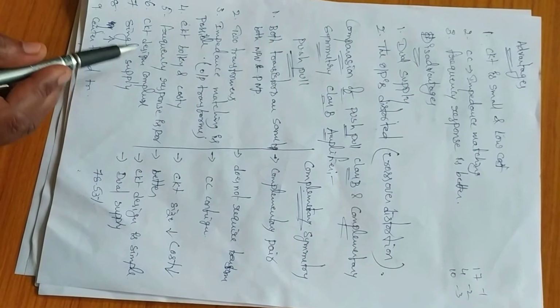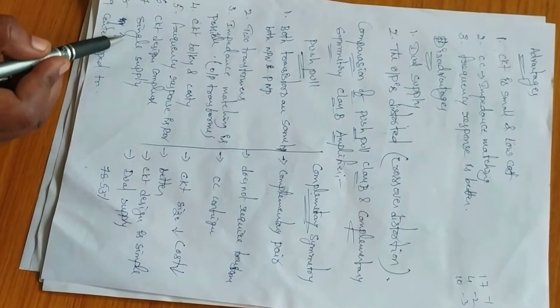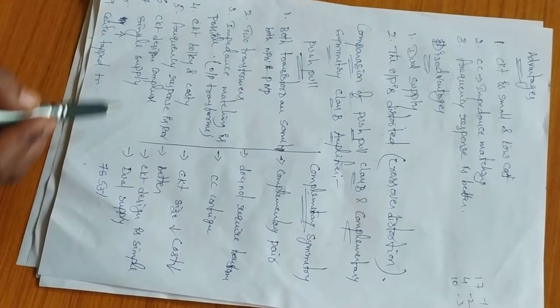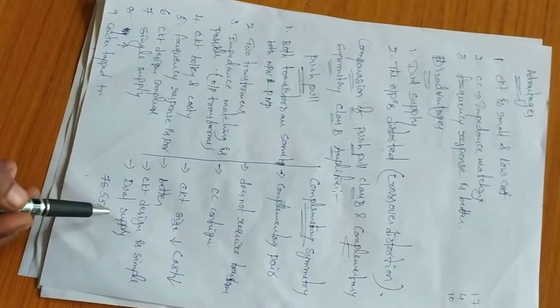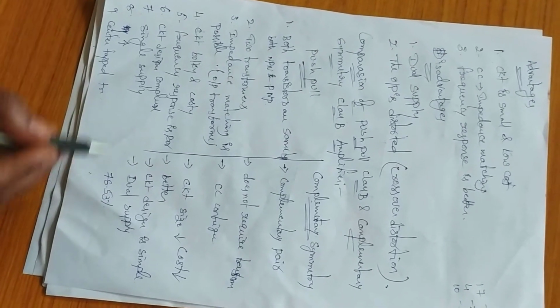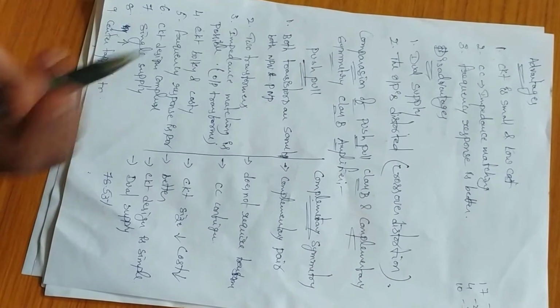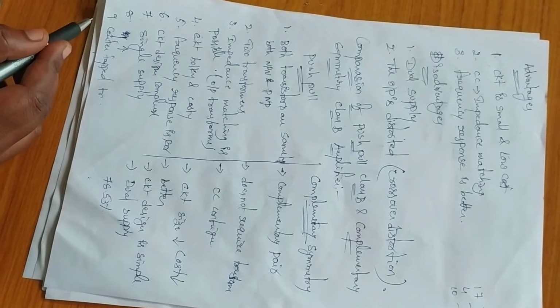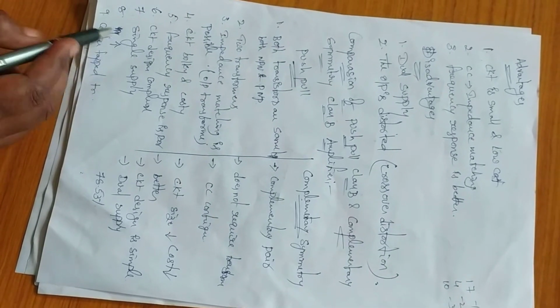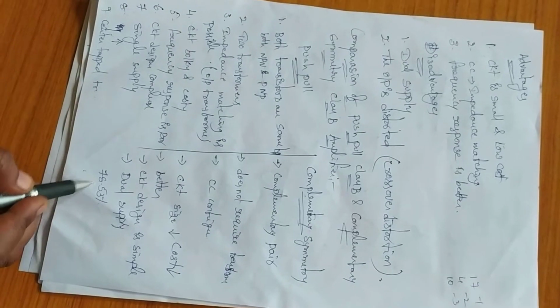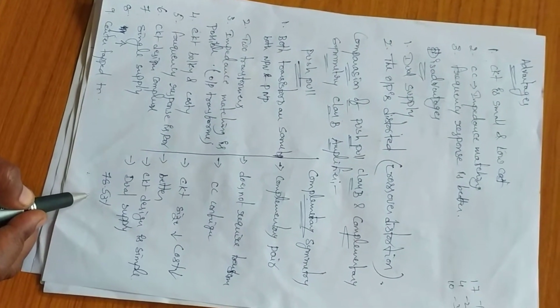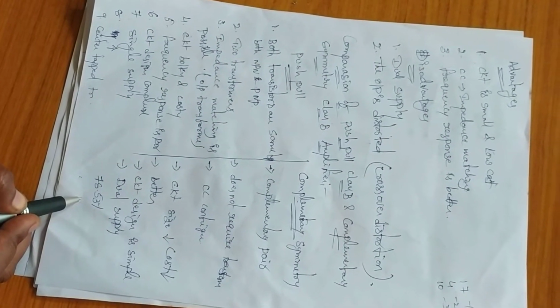Efficiency is much higher when compared to class A power amplifier. Here also the same efficiency, that is 78.53%, which is the same as push-pull efficiency. And the last one is, center tap transformer is used in push-pull. In case of complementary, here it is the absence of transformer.